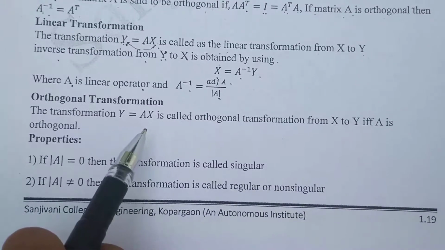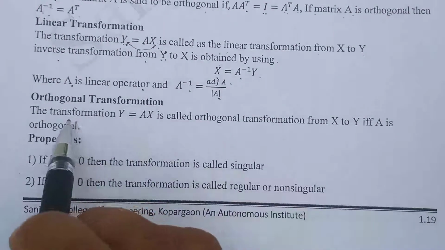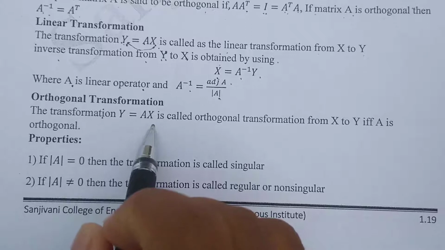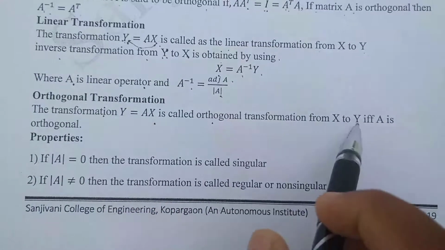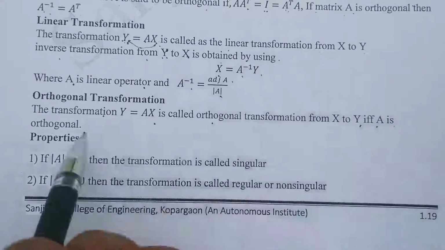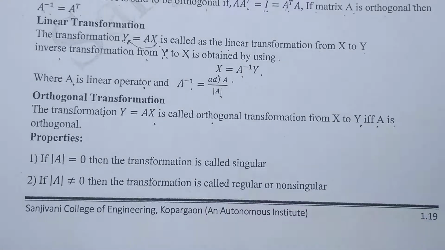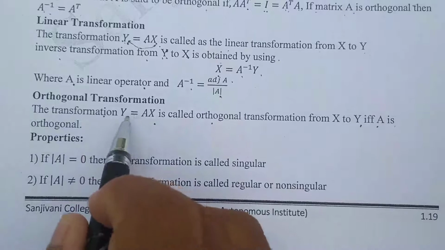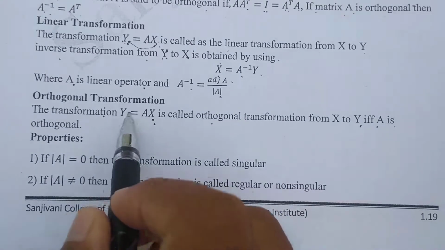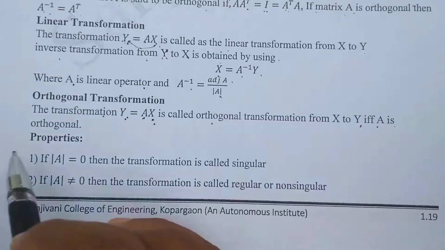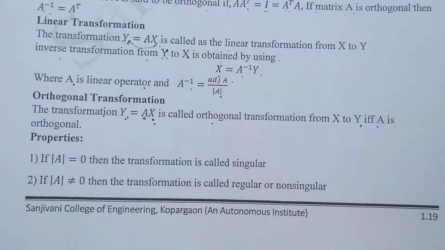Then what is the orthogonal transformation? Next point is orthogonal transformation. The transformation y is equal to Ax is called an orthogonal transformation from x to y if and only if A is an orthogonal matrix. When we say that y is equal to Ax is an orthogonal transformation from x to y, it is if this matrix A is an orthogonal matrix.